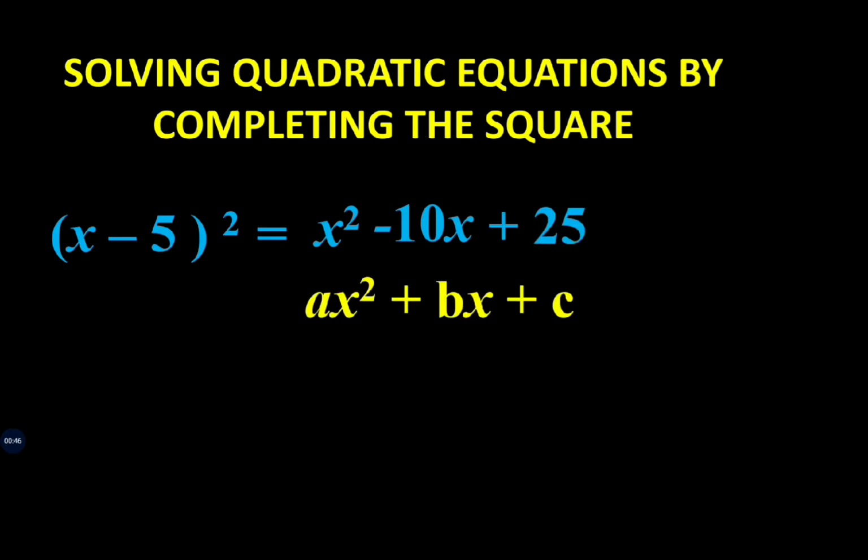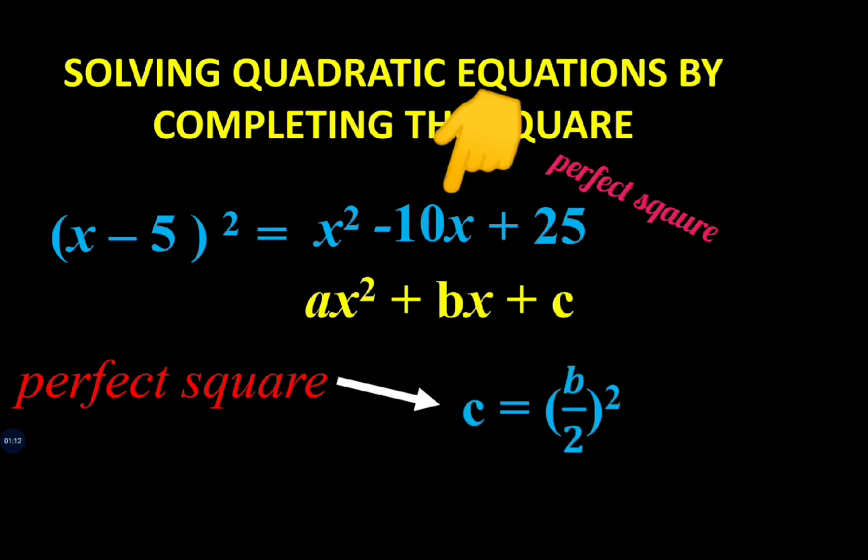Now the quadratic trinomial is in the form ax squared plus bx plus c. That is a perfect square. Whenever you multiply a term by itself, you've squared it, the result you get is a perfect square. Now, in the case of squaring a binomial, the perfect square has a very interesting property. The constant term, the c value, is equal to b over 2 squared.